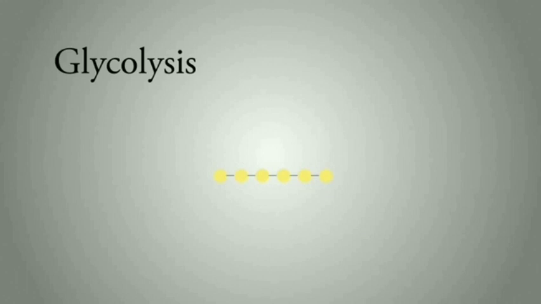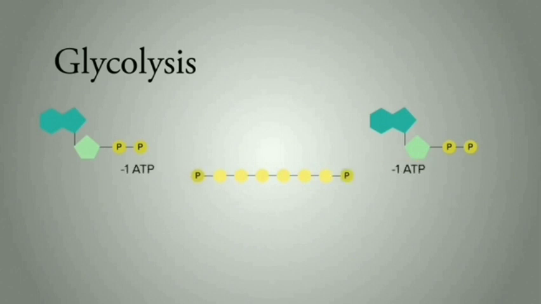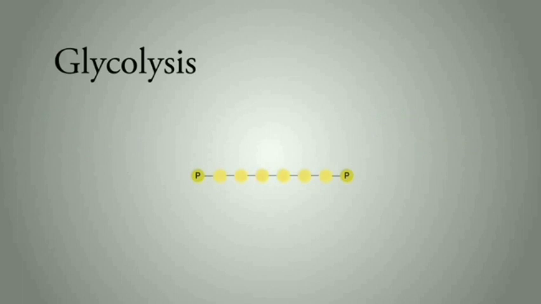Glycolysis takes place in the cytoplasm of the cell, where ATP donates two phosphates to glucose in a process called phosphorylation. Phosphorylation is when phosphates are added to molecules. Glucose is broken into two 3-carbon molecules containing phosphate groups donated by ATP molecules.